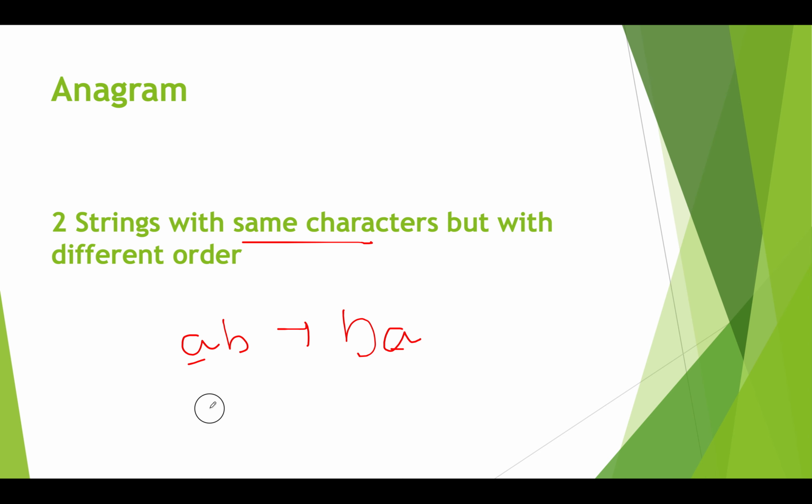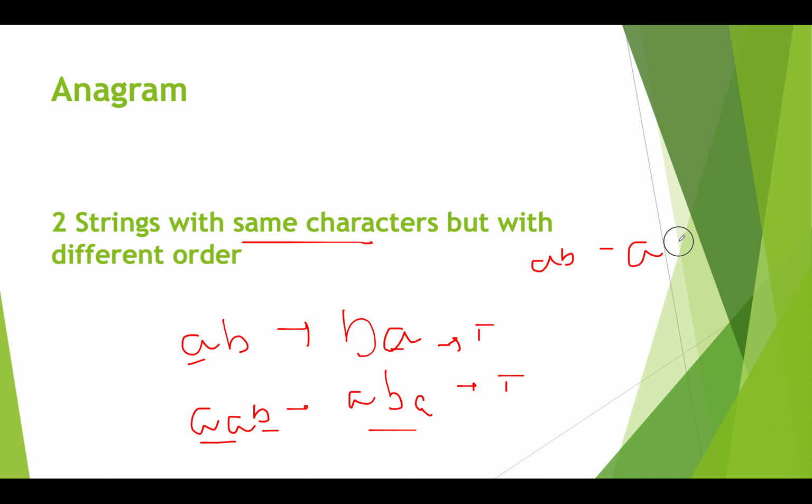Let's take some other example. AAB is an anagram of ABA. Again, we have two A's and one B in both these strings. However, the order is different. These two are anagrams of each other. So for these two cases, we'll return true. And if there is a case like AB and AC, then these are not anagrams of each other, we'll return false because they have different set of characters altogether.